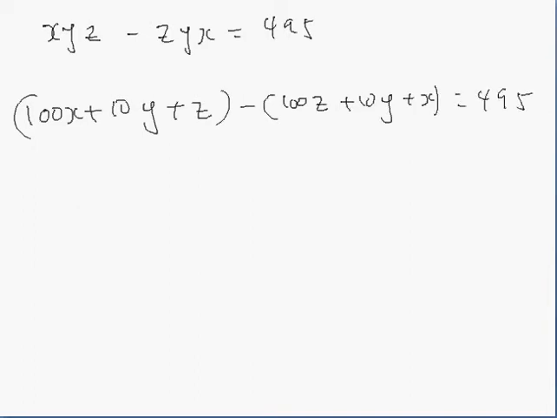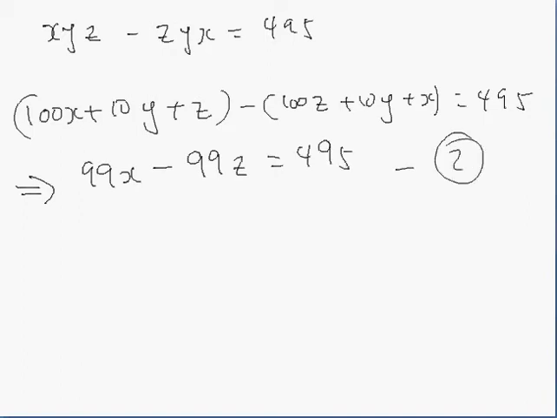And let us try to rearrange the terms so that we form an equation in just x, y, z. So what we can do is we have 99x minus 99z equals 495. And this is our second equation. Now for the third equation, there's a third hint. They say that the sum of the tens digit and twice the ones digit is 5 more than the hundreds digit.